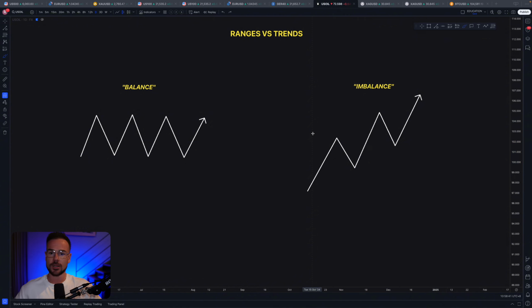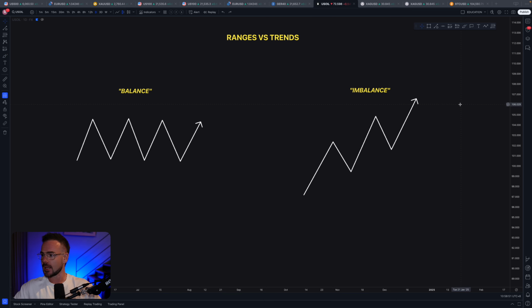And it's important to understand why we're in imbalance. It's an imbalance between buyers and sellers. One side of the order book is more aggressive, so price is having to move to match all those buyers with sellers and all those sellers with buyers.